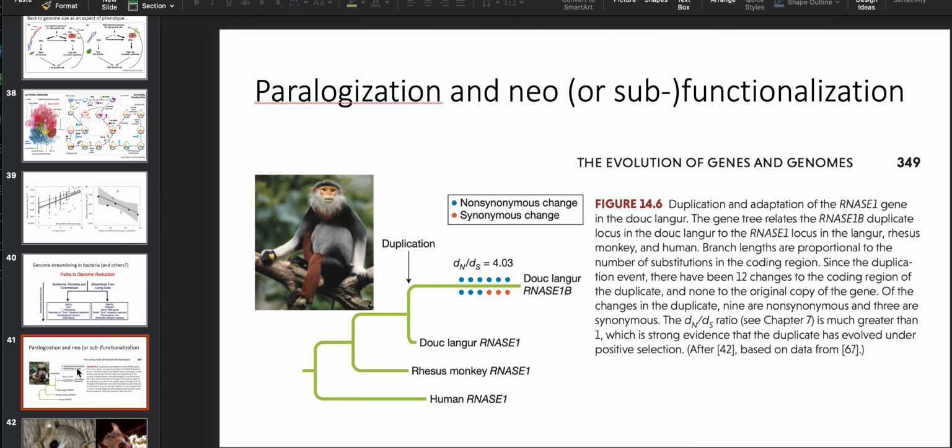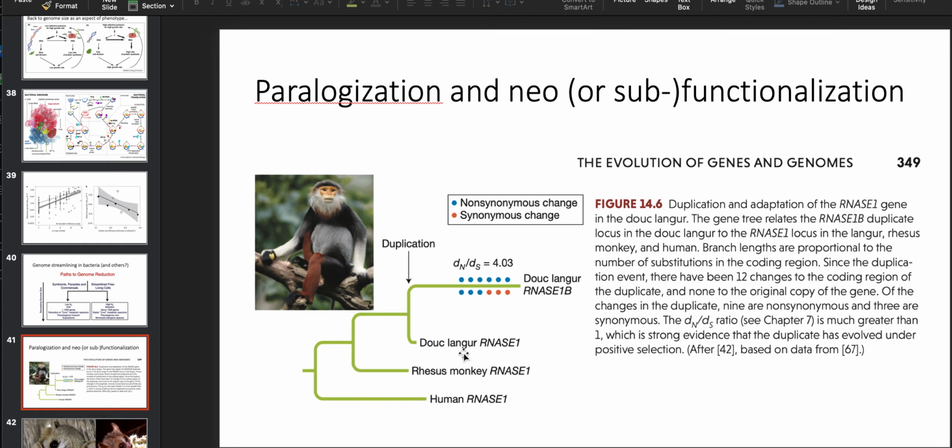Paralogization. I'm just gonna touch upon a couple of quick examples. These are in the book, which I think is the first time that I've talked about the book so far. Paralogization, you can visualize the gene tree for paralogs as almost like an intragenomic speciation event, really.